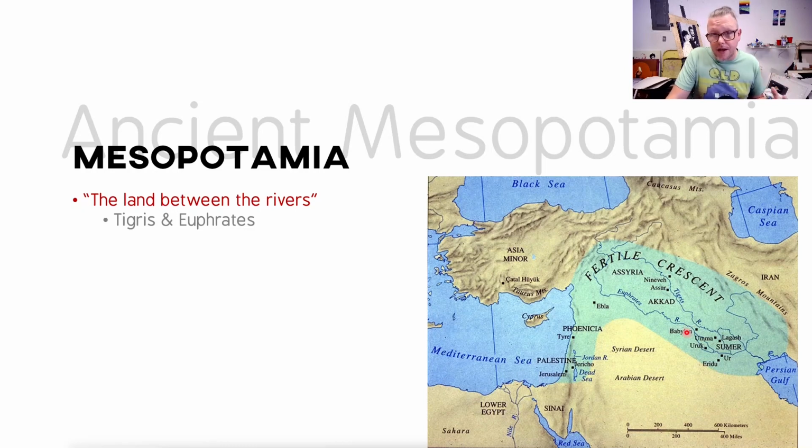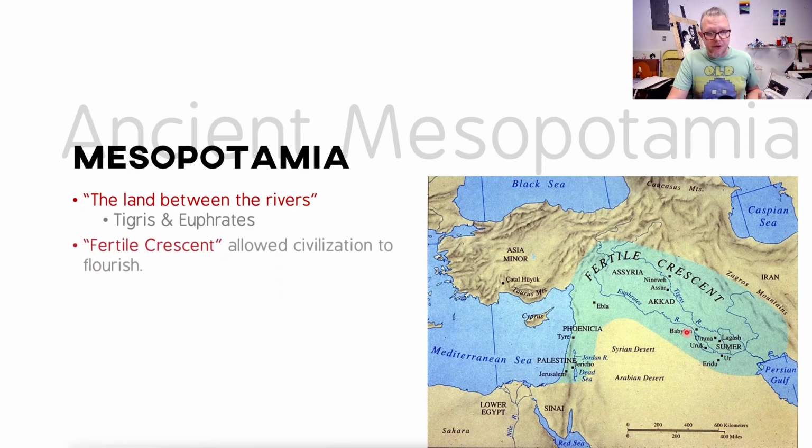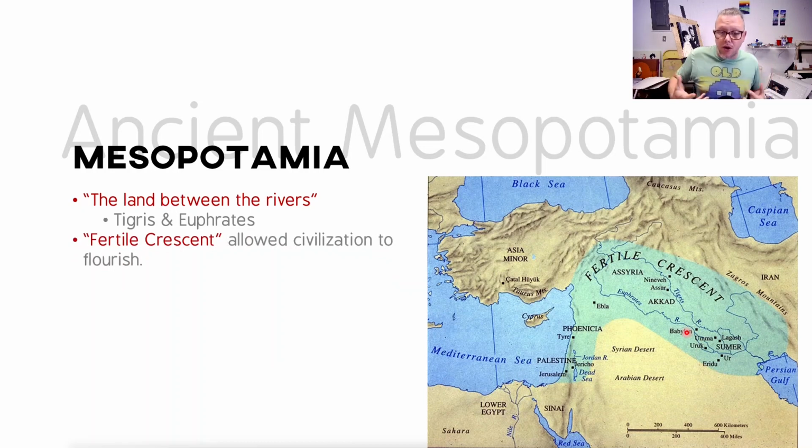The land between and around these rivers, known as the Fertile Crescent between the Tigris and the Euphrates rivers, allowed civilization to flourish in this particular area, right? So this Fertile Crescent here, and you can see that it comes down and includes the area of what would have been ancient Palestine.